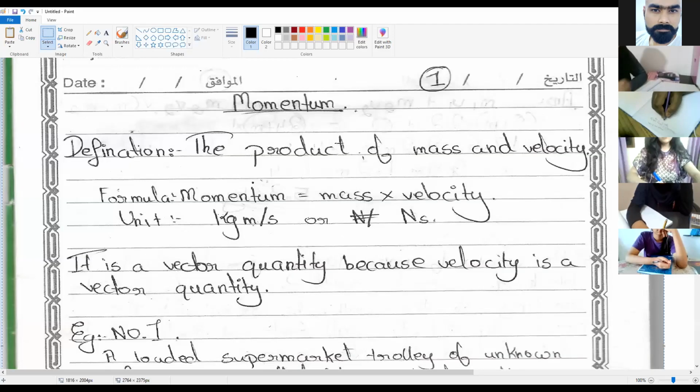Okay, so the definition of momentum, everybody knows from O levels. Momentum is mass into velocity, the product of mass into velocity. So the definition is given there.